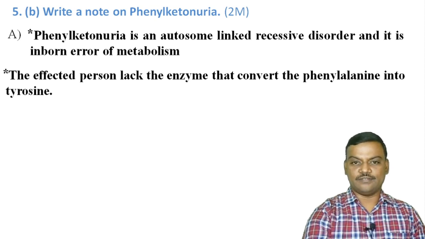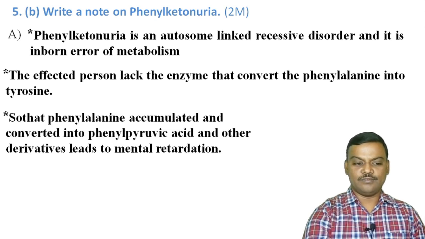The affected person lacks an enzyme. That enzyme converts the amino acid phenylalanine into tyrosine. So due to mutation, the enzyme is not produced, so phenylalanine accumulates and is converted into phenylpyruvic acid and other derivatives. That leads to mental retardation in phenylketonuria. So these are the valid points for this question for 2 marks.